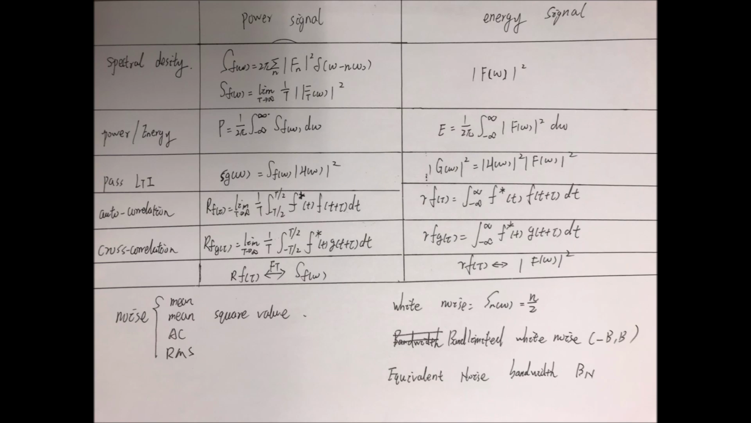For correlation, we also talked about properties for power signals, autocorrelation and cross correlation. Remember, we have six different properties. Okay, so that's all.